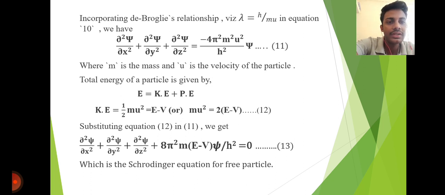Substituting equation 12 in equation 11, we get ∂²ψ/∂x² + ∂²ψ/∂y² + ∂²ψ/∂z² + 8π²m(E - V)ψ/h² = 0. This is the Schrodinger wave equation for free particle. This is also known as Schrodinger wave equation for time independent.